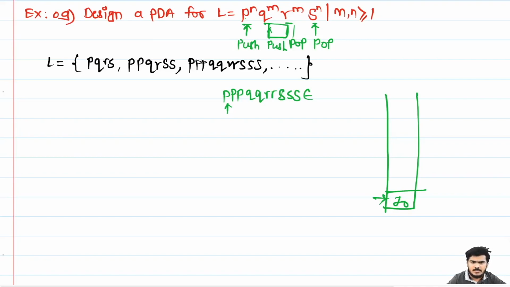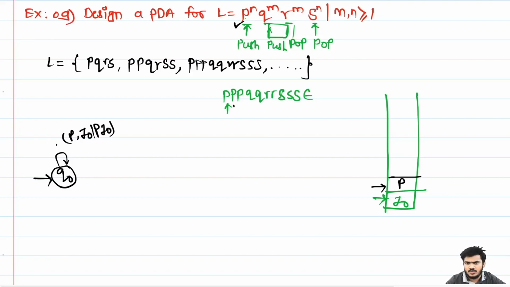Now initially I am in Q0 state, and whenever P is occurring, we have to push that P into the particular stack. So P started occurring because the first input is P and the top of the stack is z0. So here I will write P and top of the stack is z0. I have to push that particular P into the stack, so it will become Pz0, and I will update the top of the stack. And similarly I will move to the next input.